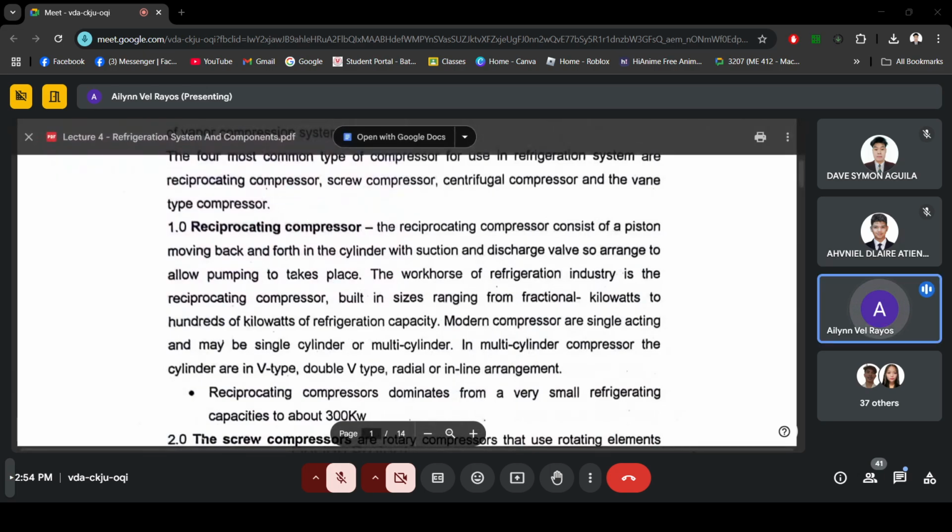Okay. So here is a video for a reciprocating compressor. So I know naman you're already familiar with how this works, but at least this is again a visualization.